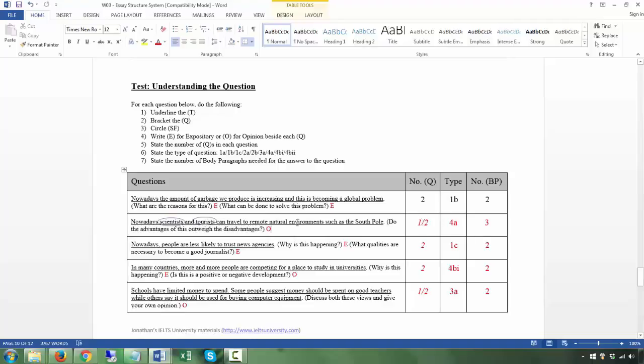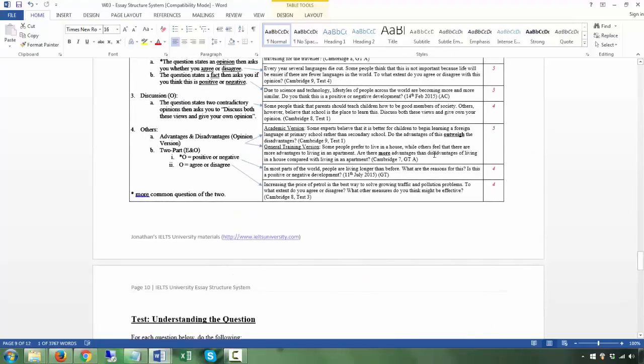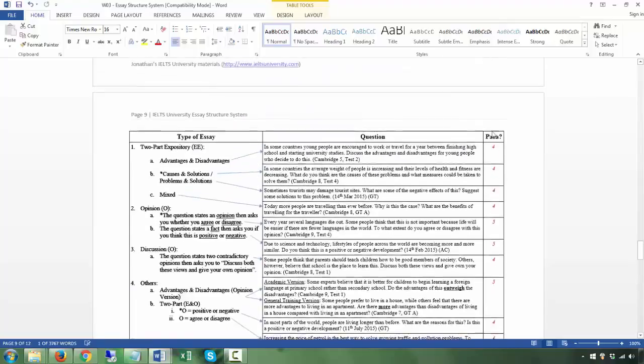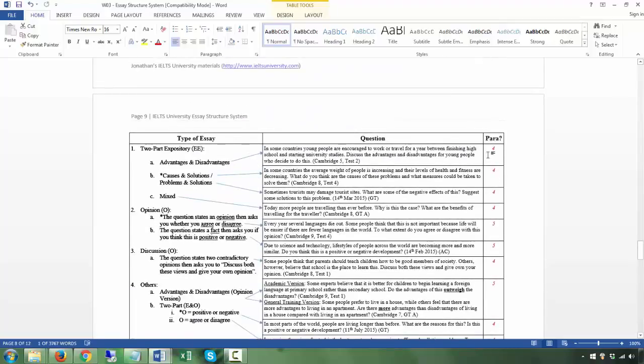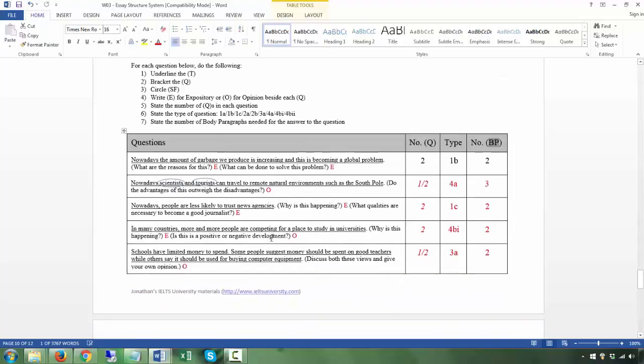Anyway, for this kind of essay, 4A, you are going to have how many body paragraphs? 3. Here we put 5 because that is not the body paragraph, that's the total number of paragraphs as a whole. But here you have 3 body paragraphs because you're going to have 1 of the weaker side and 2 body paragraphs on the stronger side, depending on whether you say the advantages outweigh the disadvantages or whatever.